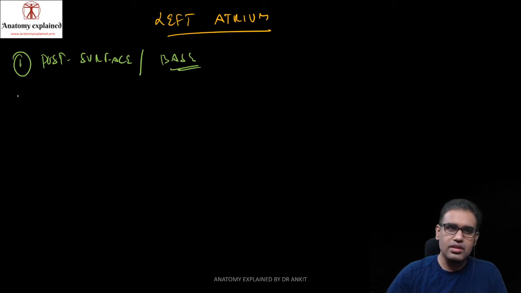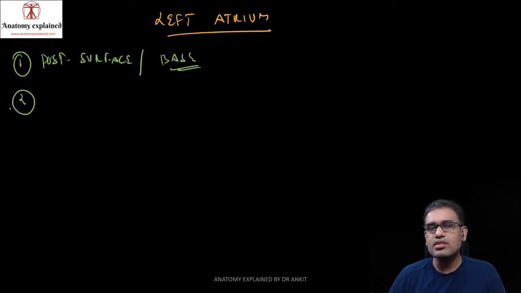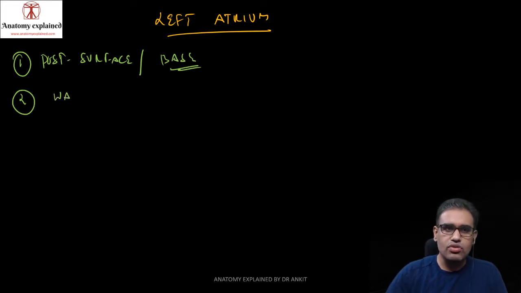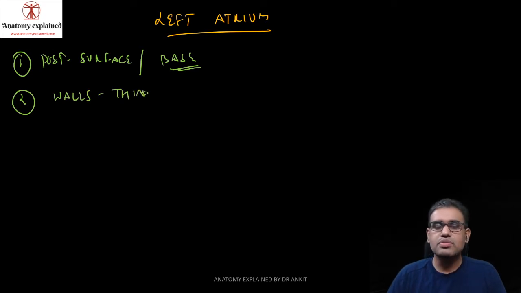The second thing about this left atrium is that its walls are also as thin as the right atrium, but slightly thicker than the right atrium. So about its walls, the walls of this atrium are thin. It is a chamber which is present on the left side of the heart. So the name is left atrium.